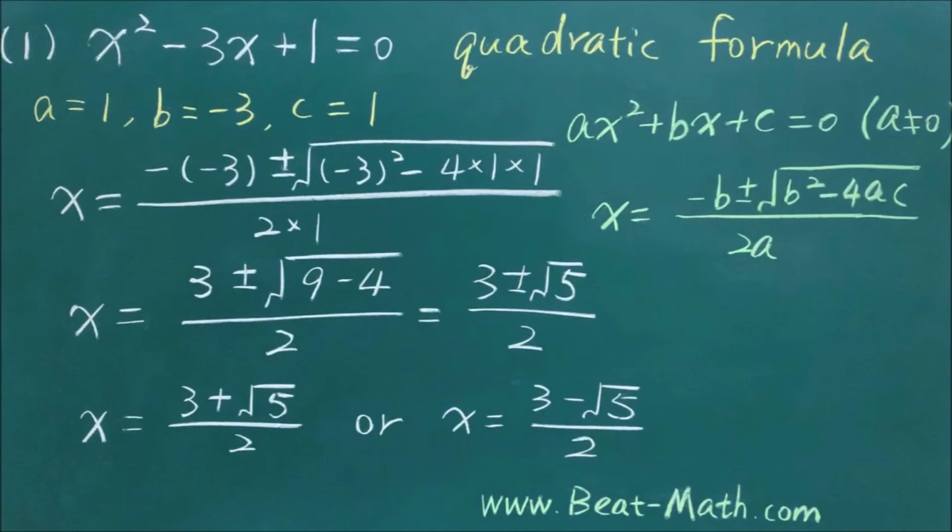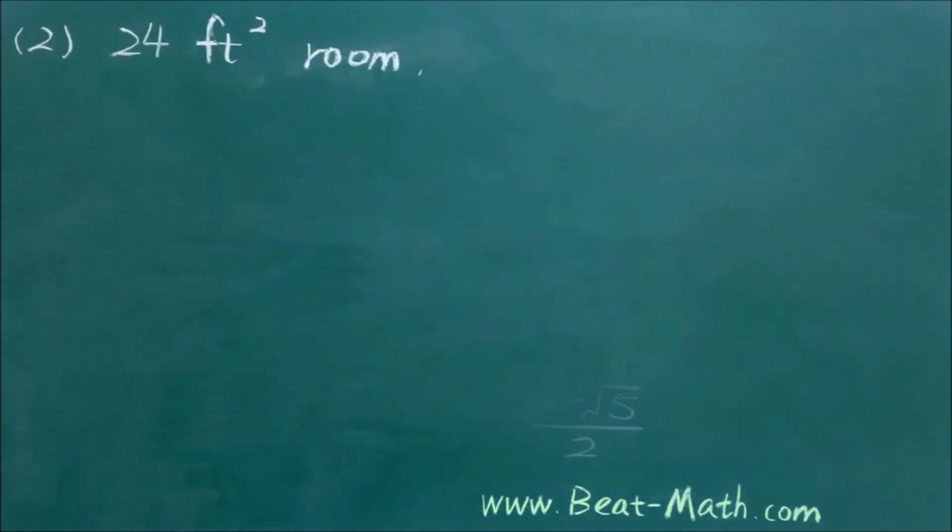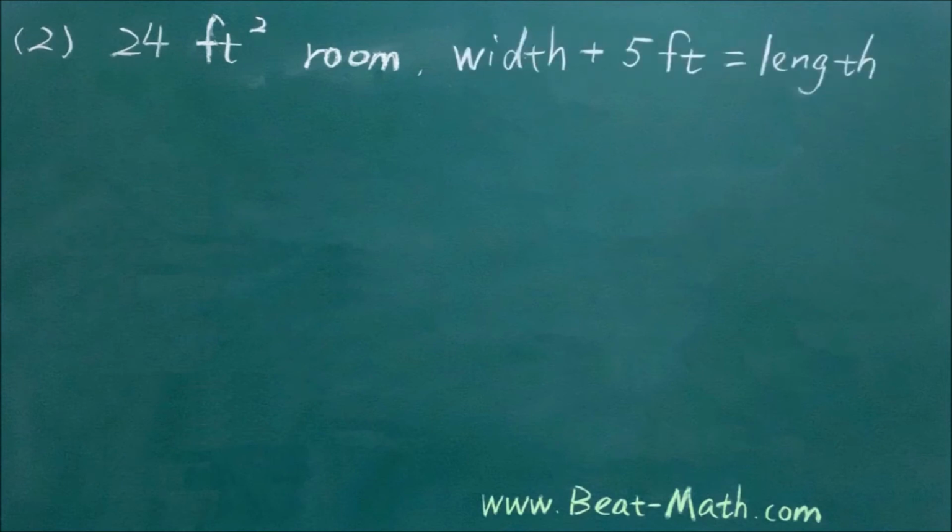Quadratic equations can be applied frequently in the world, so let's look at some examples together. Okay. The area of a storage room is 24 feet squared. It's a rectangle and its length is 5 feet more than its width. What are the length and width of it? First, let's assume that the width is x. Then the length has to be x plus 5.